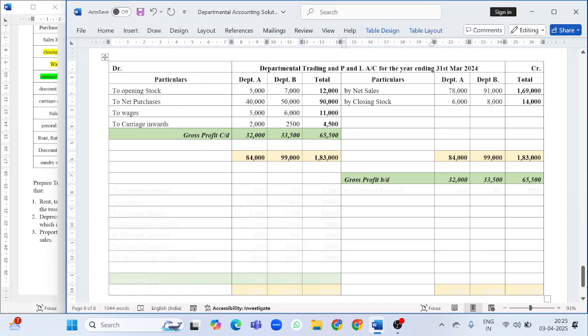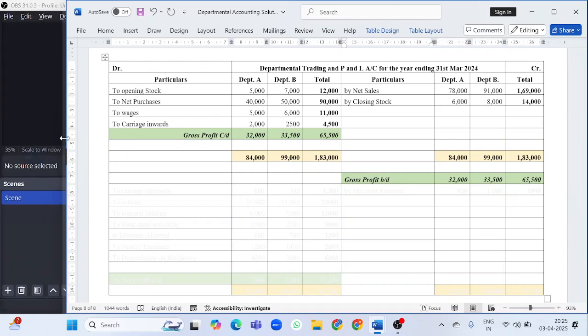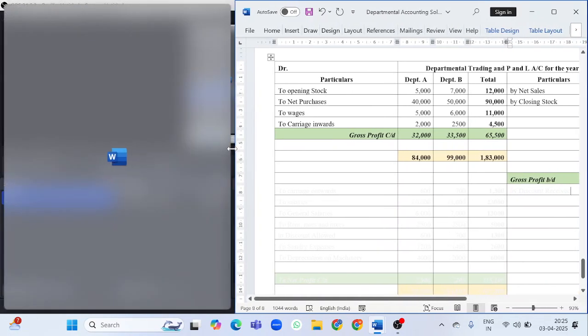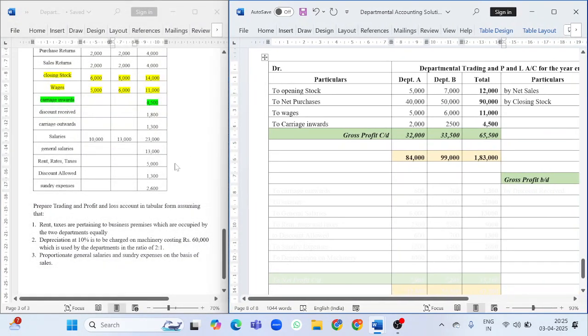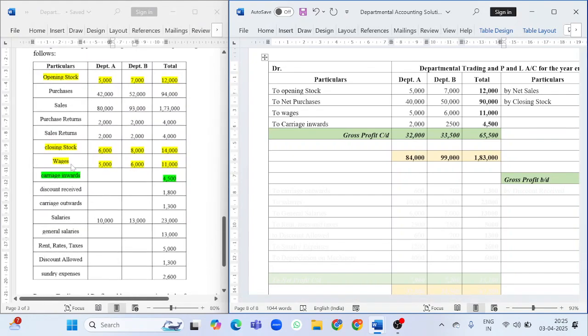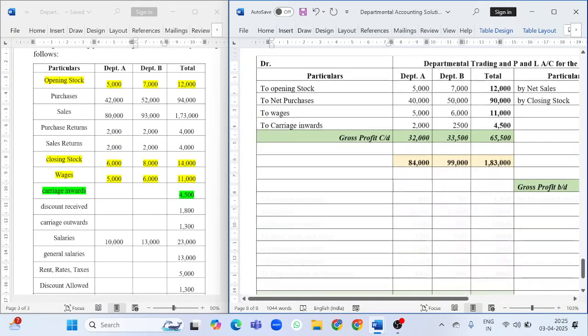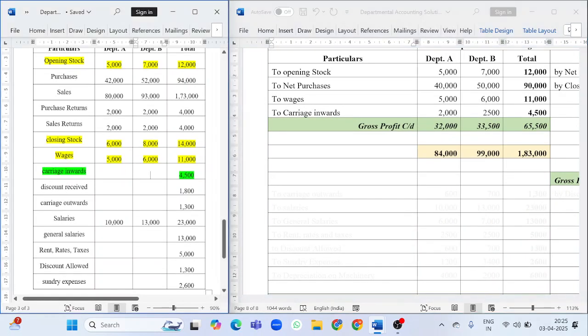Clear until this step? Yes, if you are clear, let me go forward. Now let us take the next item. What is our next item? It is discount received. Discount received is actually an income, so it will be shown in the credit side of our P&L account.